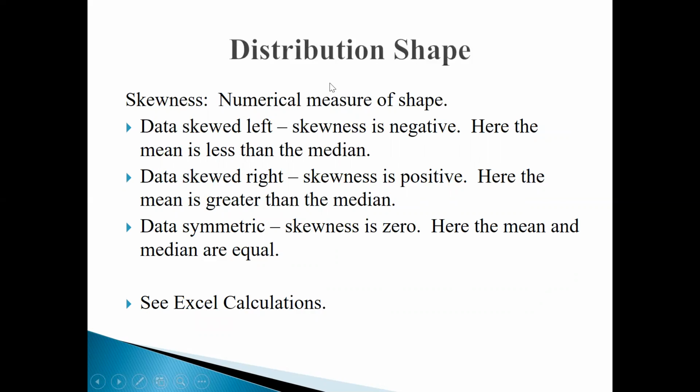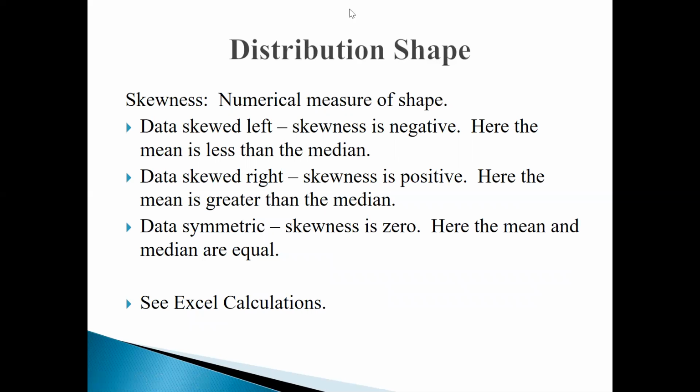Now we also have distribution shape. So that's kind of the skewness. And now this is a numerical measure of shape. Now if your data is skewed to the left, you're going to have the skewness that is negative. And here that means the mean is less than the median. Now, if your data is skewed to the right, the skewness is positive. The skewness is an actual number. And here the mean is going to be greater than the median. Now, if you have truly symmetric data, the skewness is going to be 0. And here the mean is equal to the median.